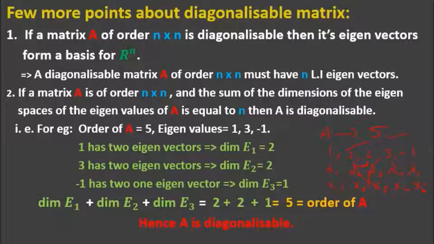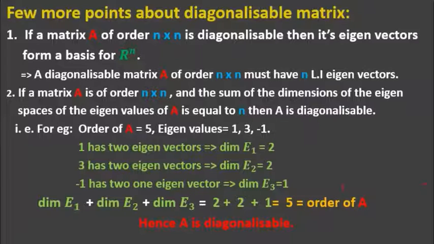And these x1, x2, x3, x4, x5 will form a basis for R5. So that is what the first point says: if a matrix of order n by n is diagonalizable, then its eigenvectors will form a basis for Rn. That implies you can also say a diagonalizable matrix A of order n by n must have n linearly independent eigenvectors. Now, let us come to the second point.